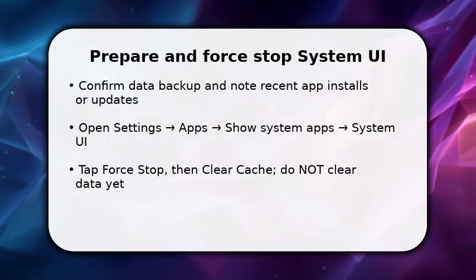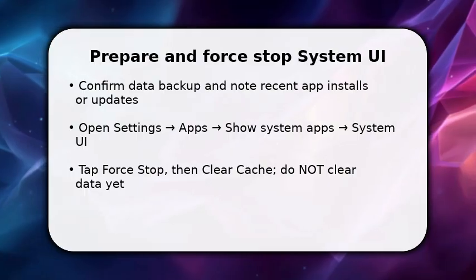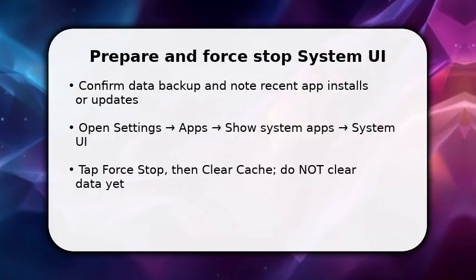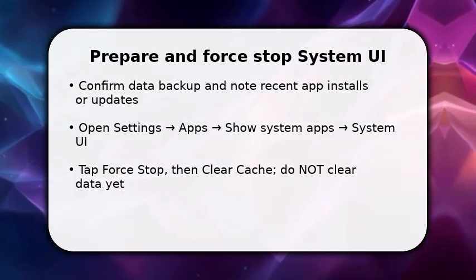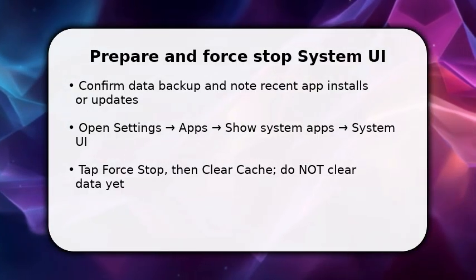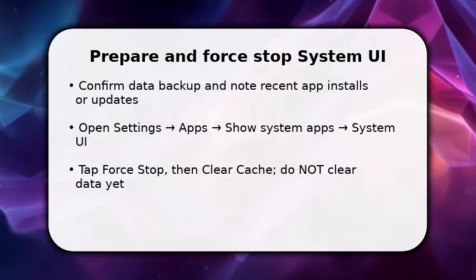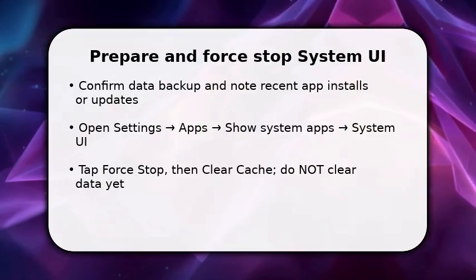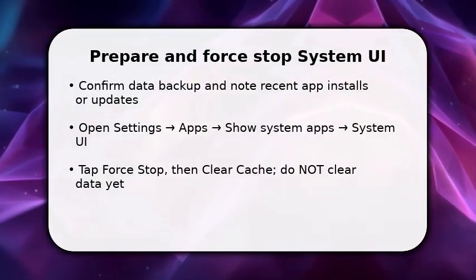You start by isolating the problem. Back up any unsaved work and remember recent app installs or updates that might conflict. Next, open Settings, go to Apps, enable Show System Apps, and find System UI. Tap Force Stop to halt the process immediately, then clear cache to remove temporary files that often cause freezes.